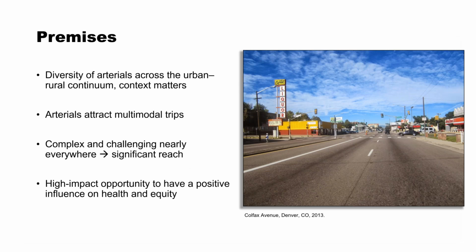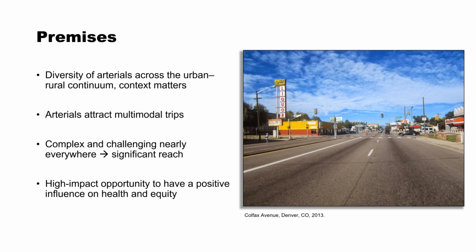So I'd also like to mention, before I get down to business, a couple of premises that I keep in mind when I do work on arterials, and I share them with you to tell you where I'm coming from. I want to acknowledge the diversity of arterials across the urban and rural continuum. They range from sometimes 2,000 vehicles a day to 60,000 vehicles a day. Their speeds can be slow or really fast. They can be in rural, exurban, suburban, or very urban places.